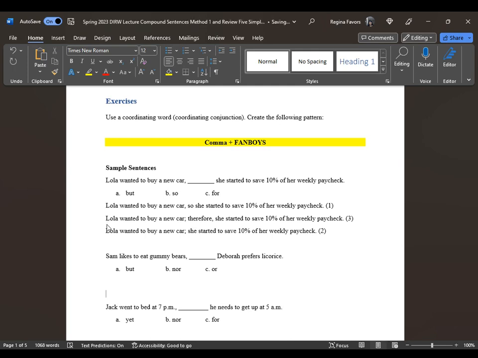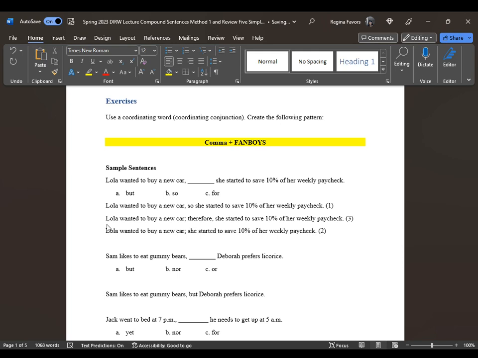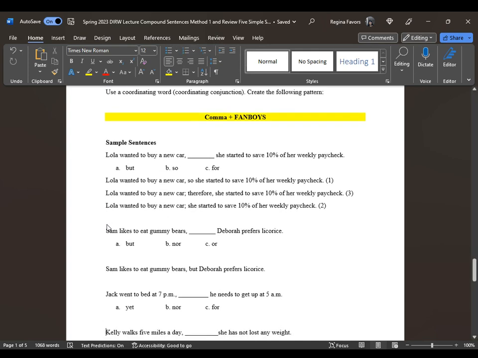So I'm not going to go through all 3, but I will create the sentence for all of the rest of the sentences. Sam likes to eat gummy bears. So it's either but, nor, or. Okay. So Sam likes to eat gummy bears, but Deborah prefers licorice. So they're both candies or types of sweets. But one person prefers one thing and another person prefers another. And that's why we're using but.